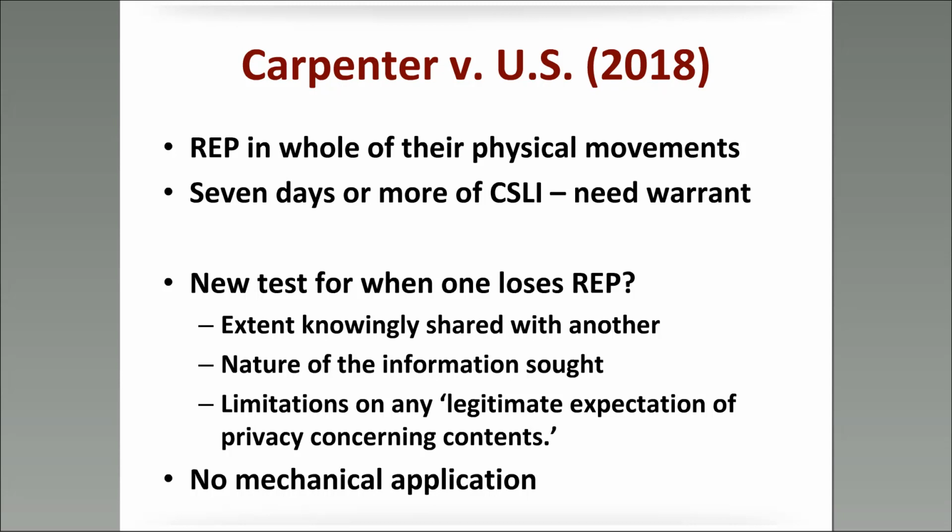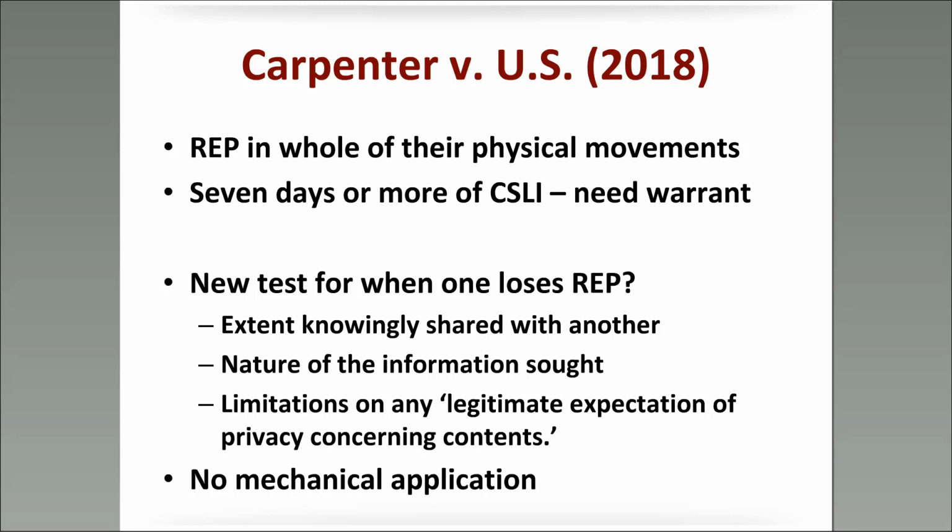Then they asked, is 7 days the answer, or if we do it 6.5 days, are we good? The court focused on the orders in this case, and there were two orders, one where they obtained 128 days of information, and one where they asked for 7 days of information, but only got 2 days. And they said that 7-day order was too long, and therefore you needed a warrant to get 7 days of information. But they specifically declined to say that less than 7 days is okay. So we knew 7 days was bad, but 6 days could be too much too, and 5 days could be too much too.